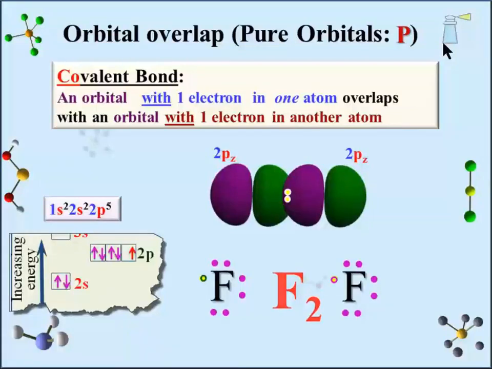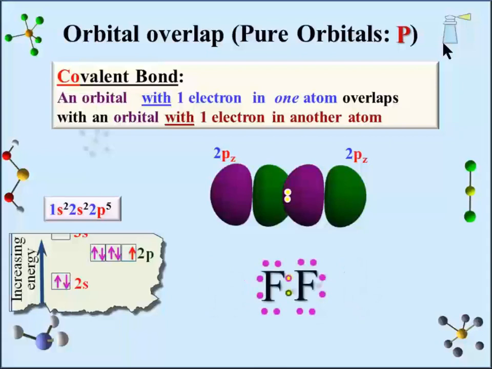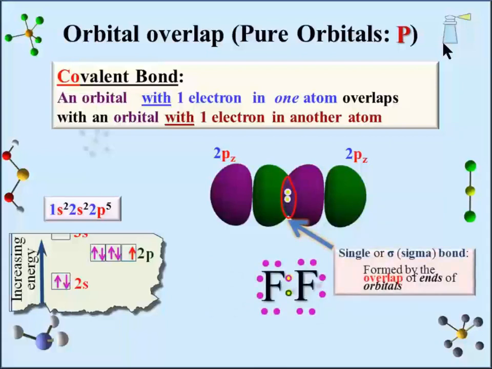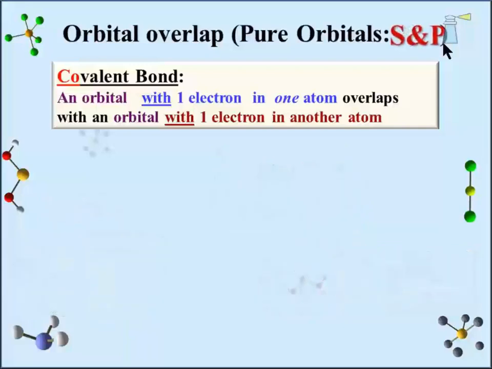A molecule of F2 is formed. The electrons are shown to be in the overlap of the ends of the orbitals. This is also called a sigma bond. Can there be overlap with an s and a p orbital?